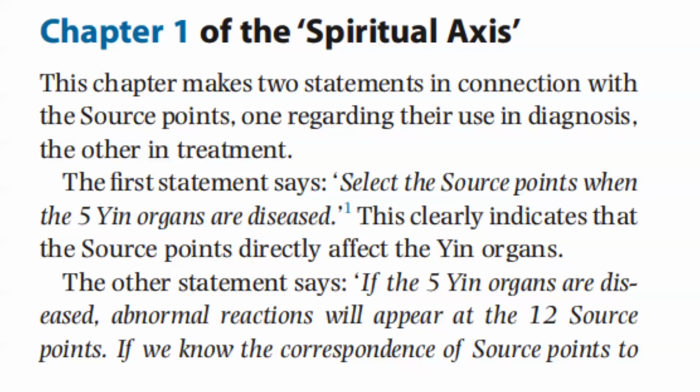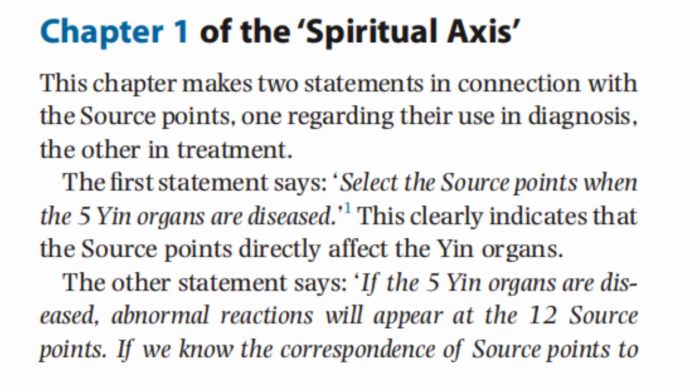Chapter 1 of the Spiritual Axis. This chapter makes two statements in connection with the source points, one regarding their use in diagnosis, the other in treatment. The first statement says, select the source points when the 5 yin organs are diseased. This clearly indicates that the source points directly affect the yin organs. The other statement says, if the 5 yin organs are diseased, abnormal reactions will appear at the 12 source points.